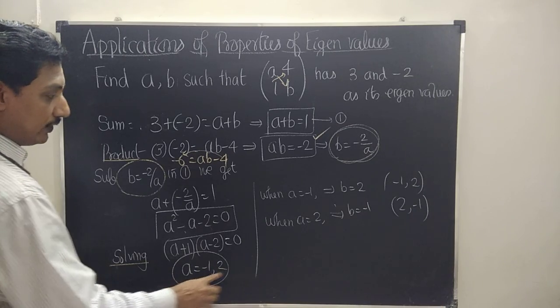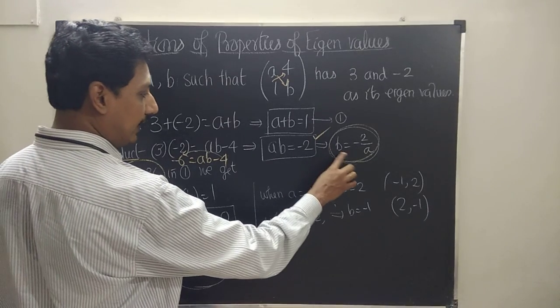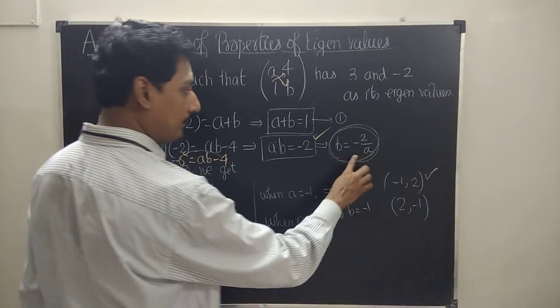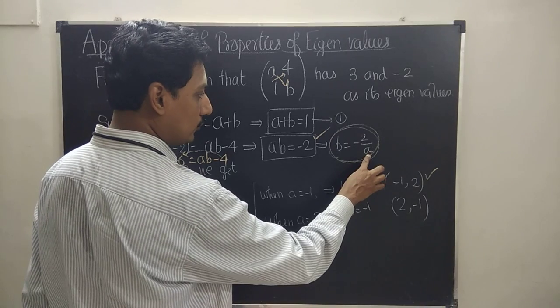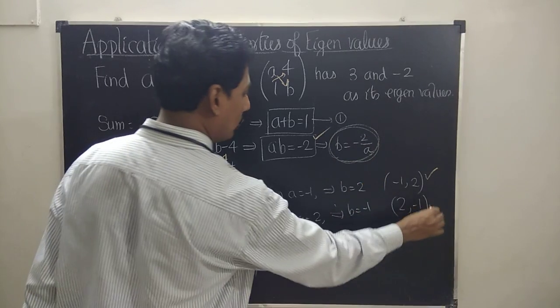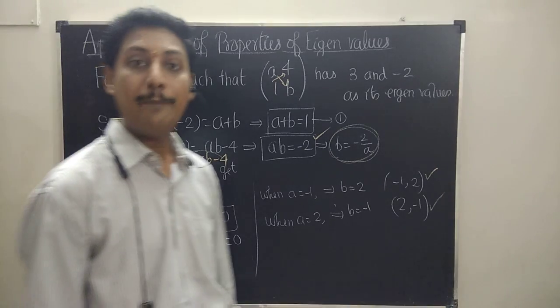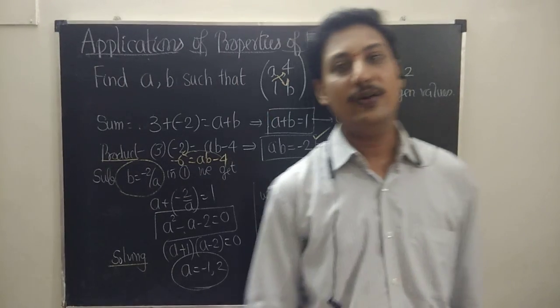When we substitute A equal to minus 1 here, we get B equal to 2. When we substitute A equal to plus 2, we get B equal to minus 2 by 2, which is minus 1. So the pairs are minus 1 comma 2 and 2 comma minus 1. So these are the various applications of the properties of eigenvalues.